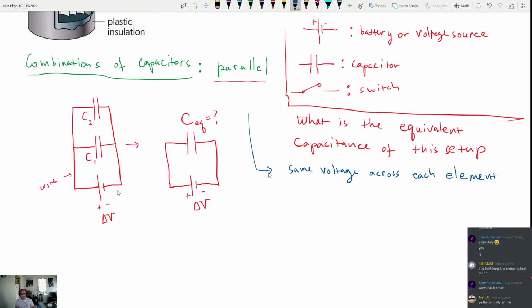So what that means is that if I was to take a multimeter and measure the potential difference between these two points right here, the answer I would get is that the potential difference is delta V, the same potential difference as the battery down here. Okay. Same thing if I were to come up here to C2, I would find that the potential difference across these two points is also the same. Can you see why that's the case?